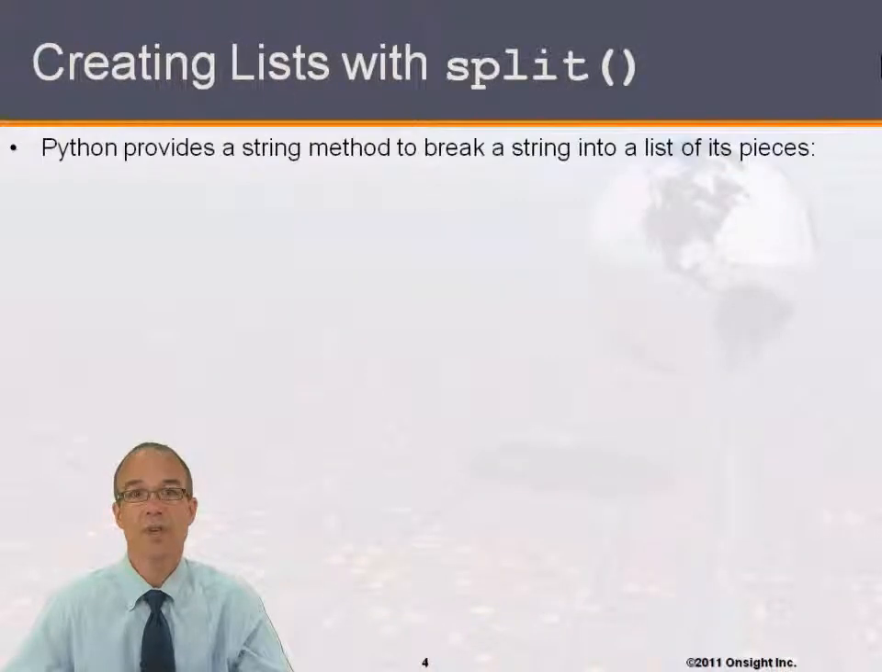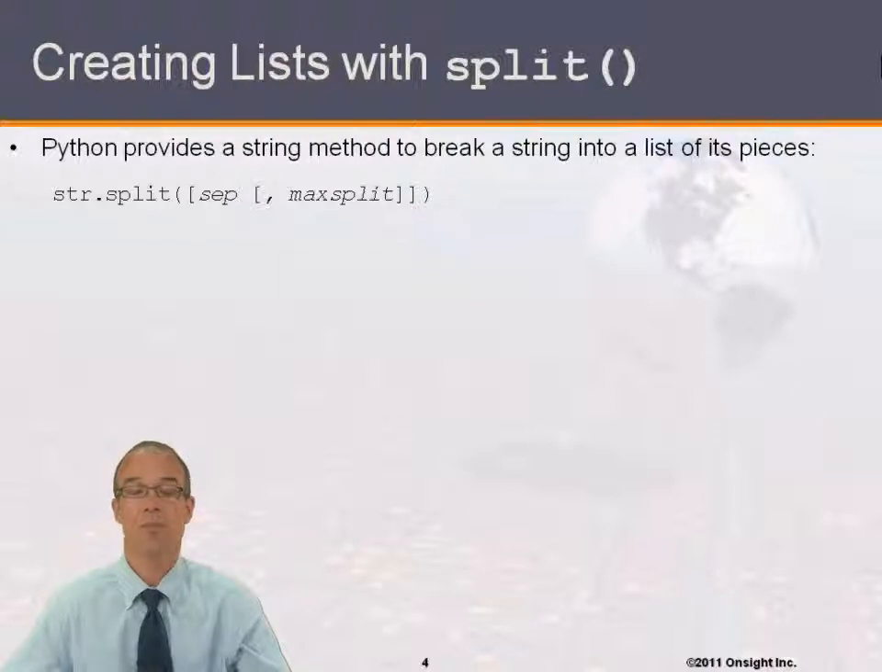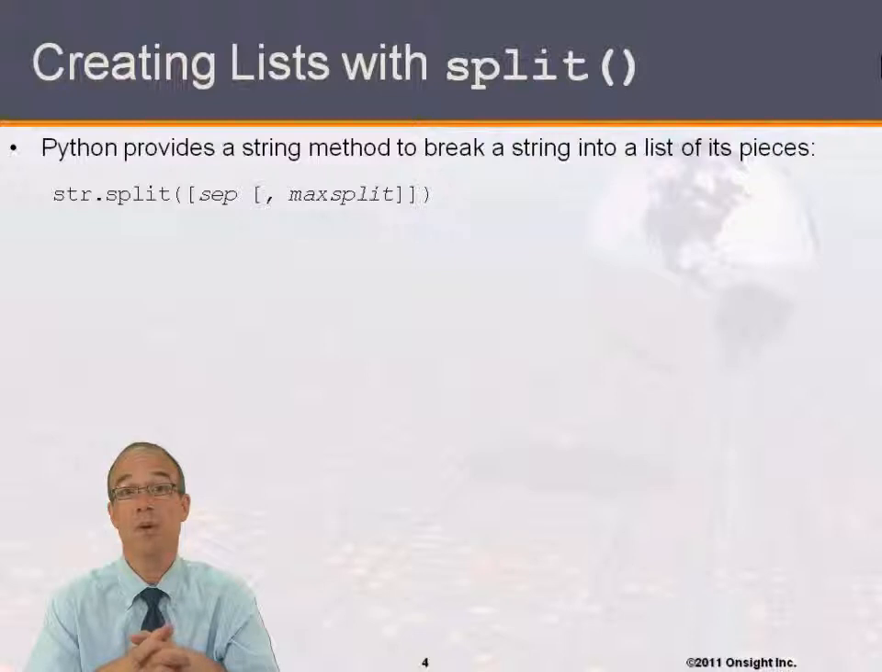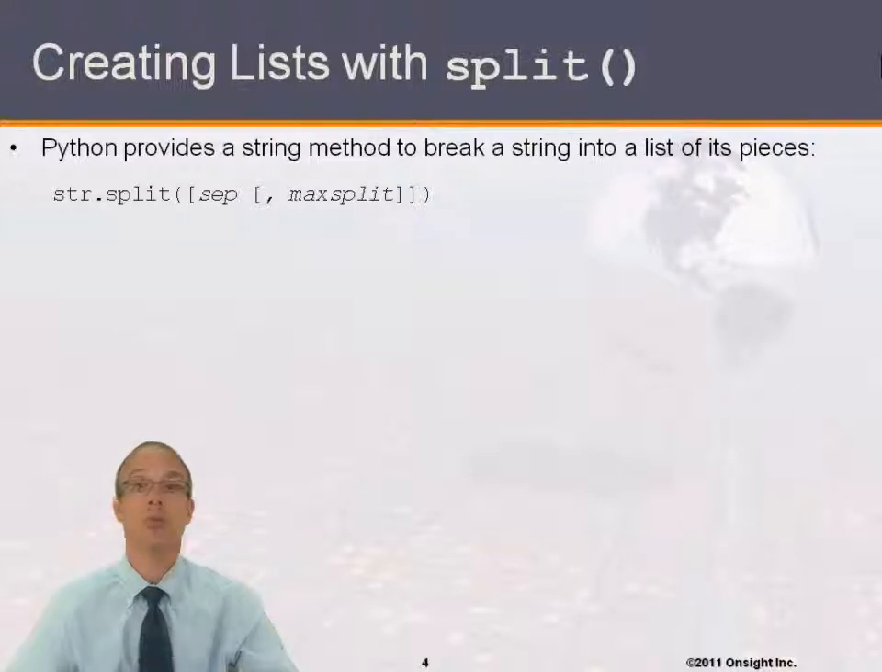So first, let's create lists with the split method. Python provides a nice method that essentially takes a string and breaks it into pieces. The syntax is the string, whatever your string is, dot split. The argument is the separator: what are we breaking the string on? And then maxsplit is the maximum number of splits. If we provide that, we can limit how many pieces we break from the string. Otherwise, by default, we break them all.